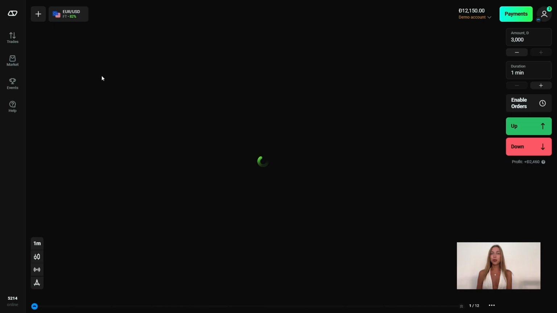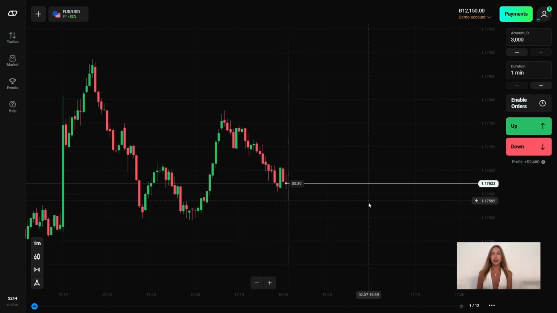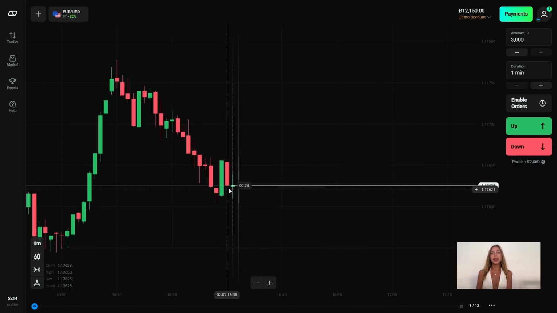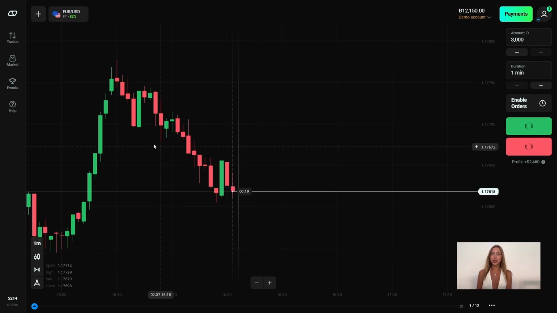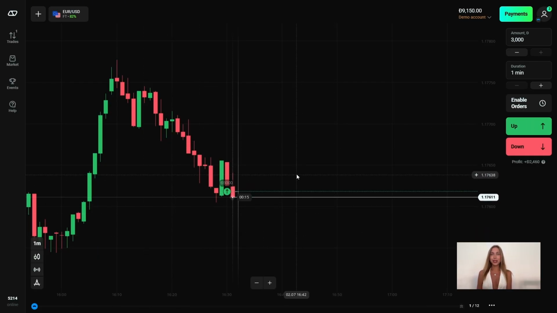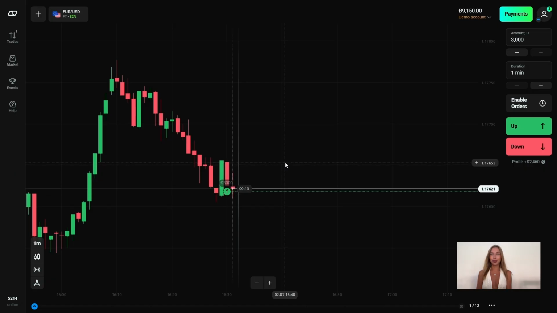So right now I'm opening a trade on the current currency pair. As you can see, there has been a small move down. That doesn't scare me. My trade is open. If it closes in profit, I will earn 82% net on my trade amount. Let's wait for the result.